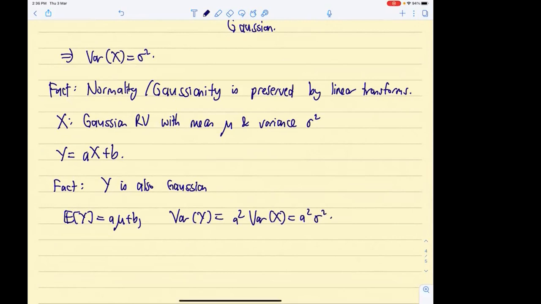Now, you may wonder, this is such an innocuous statement. It's very obvious. But most random variables do not satisfy this. Suppose we have a Poisson random variable. Immediately, it does not satisfy this. But why? Because Poisson random variable X.